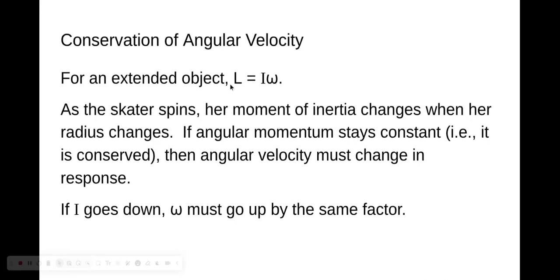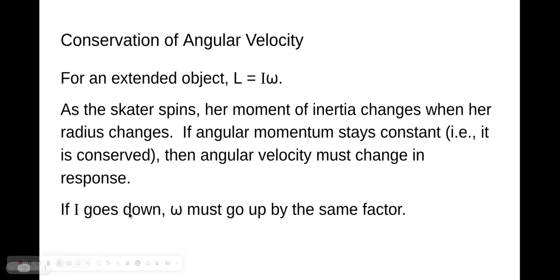So again, for an extended object, the formula changes a little bit. We look at moment of inertia and angular velocity. And like I said, if the moment of inertia decreases, then this angular velocity must increase if L remains the same number. For example, if L was 100 and I was 10 and omega is 10, but now I decrease I to 5 and L stays 100, omega has to go up to 20.